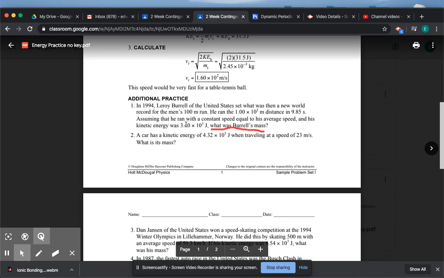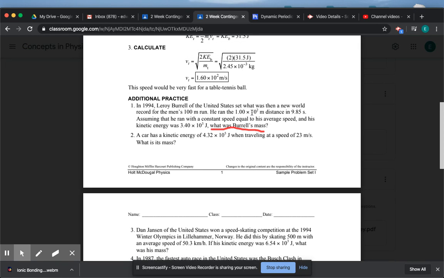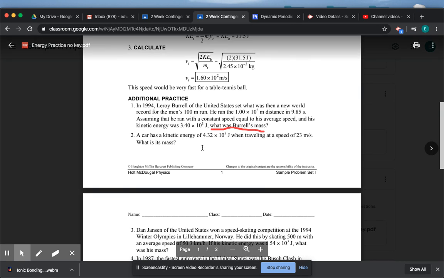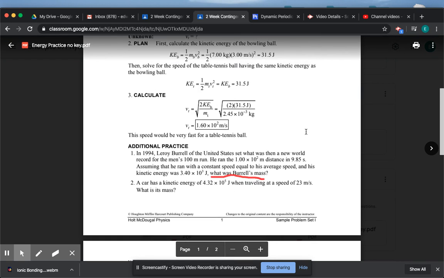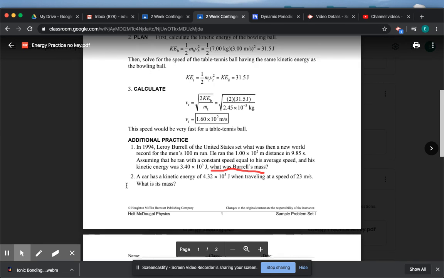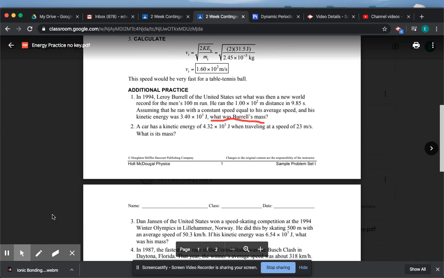And what are we given? We are given a distance. And that distance we can use, it looks like we can find velocity. So we're given a distance and a time, which we can use to find velocity, and we're given kinetic energy, and we're asked to find mass. So it's obvious to me we're using the kinetic energy equation.